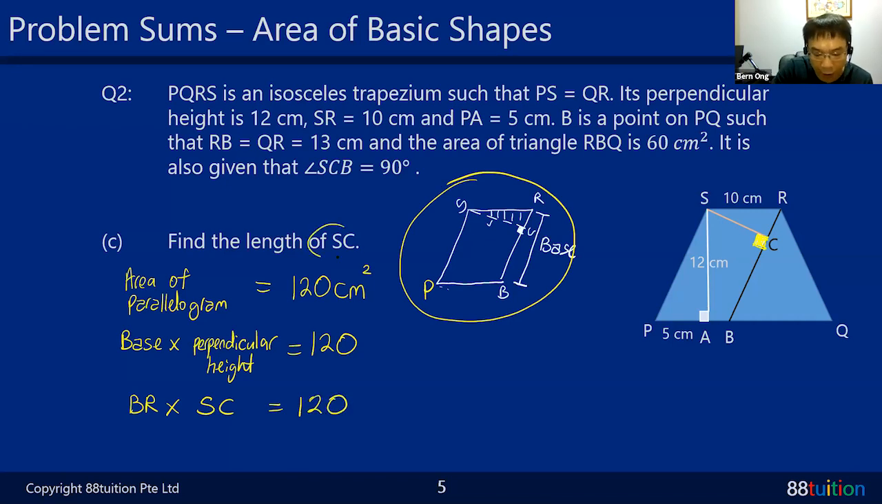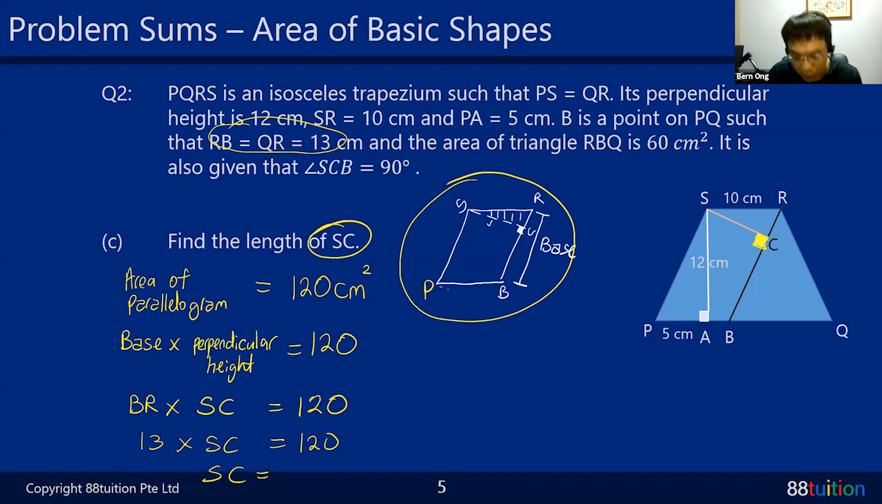And the question is looking for SC. Can you see that you are actually forming an equation to find SC? What is BR? Look at the question. BR is RB, which is 13. So BR is 13, 13 times SC. 13 times SC will give you 120. SC will be equal to what?